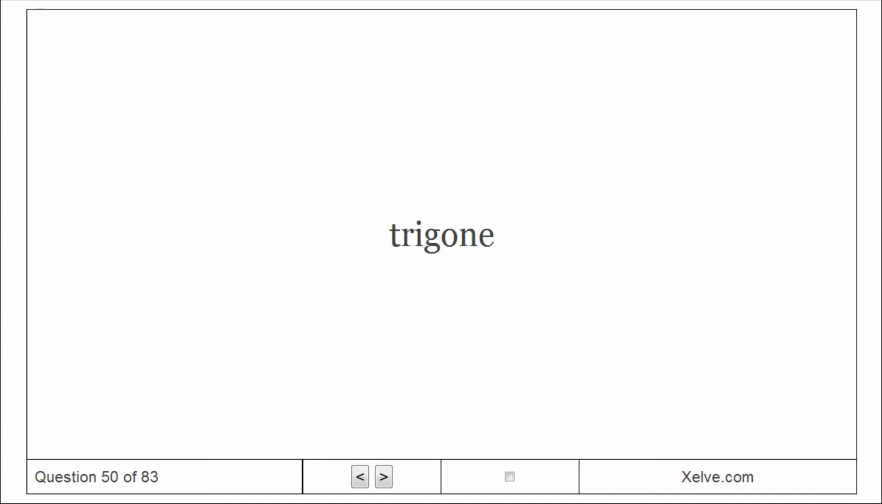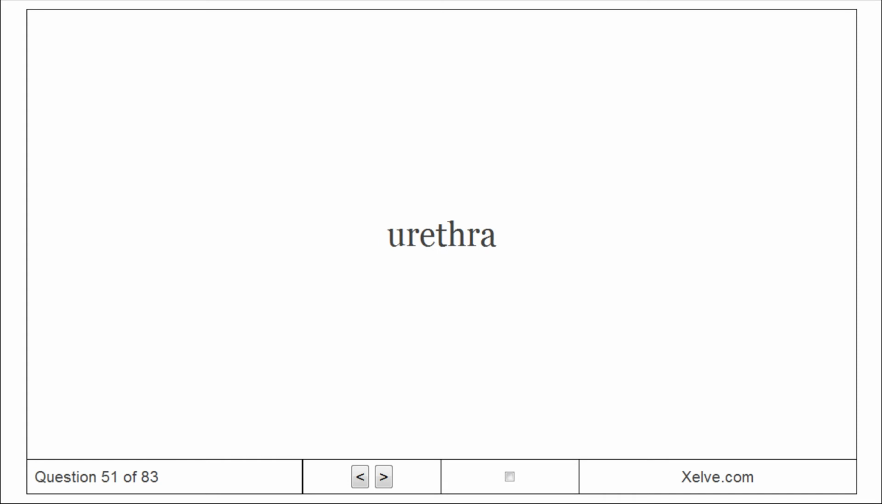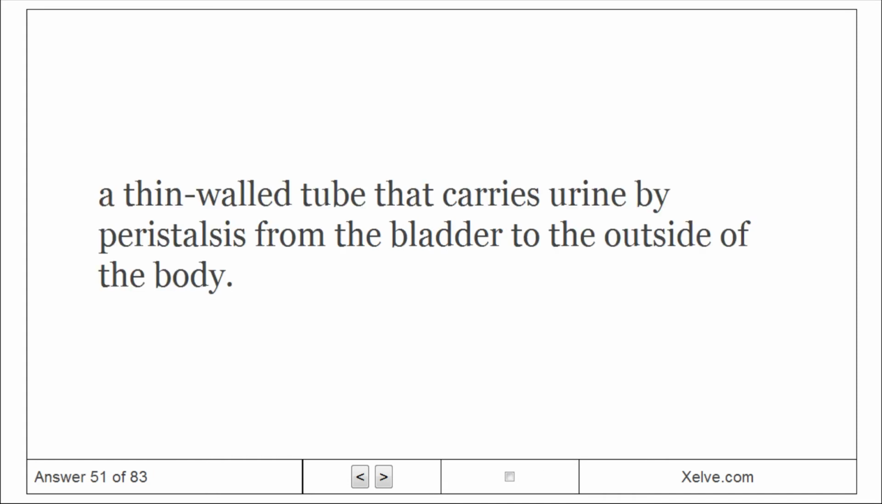Trigone. The smooth triangular region of the bladder base outlined by three openings: two ureteral orifices and the urethra. Urethra. A thin-walled tube that carries urine by peristalsis from the bladder to the outside of the body.